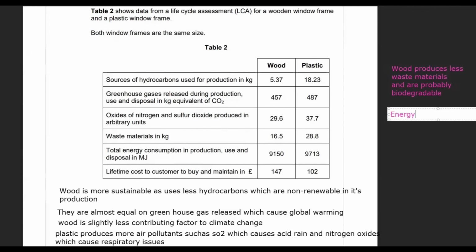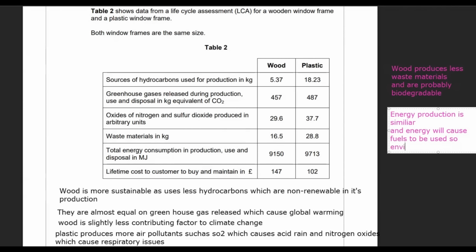Energy production is similar, and energy will cause fuels to be used. So, environmental impact. Basically, if you're using energy, how does that link to the environment? Obviously, when you burn fuels to create energy, you impact the environment through global warming, greenhouse gases, that type of stuff. I could go into that if I want, but I'm kind of running out of room. I'm going to allow that.